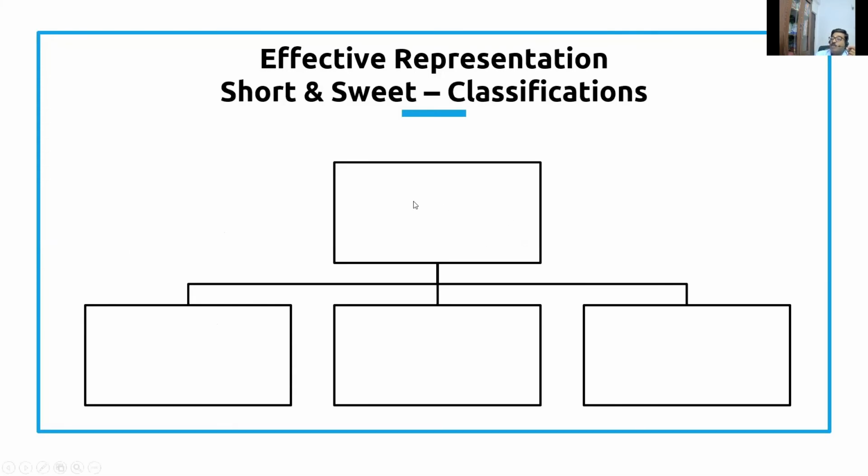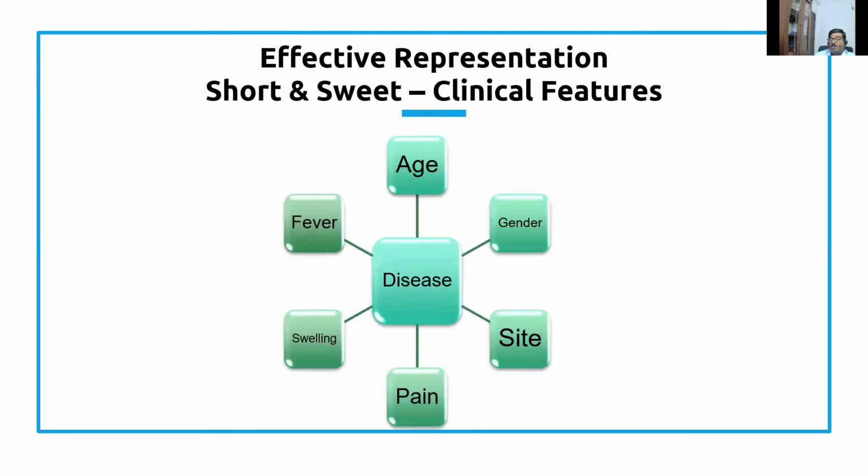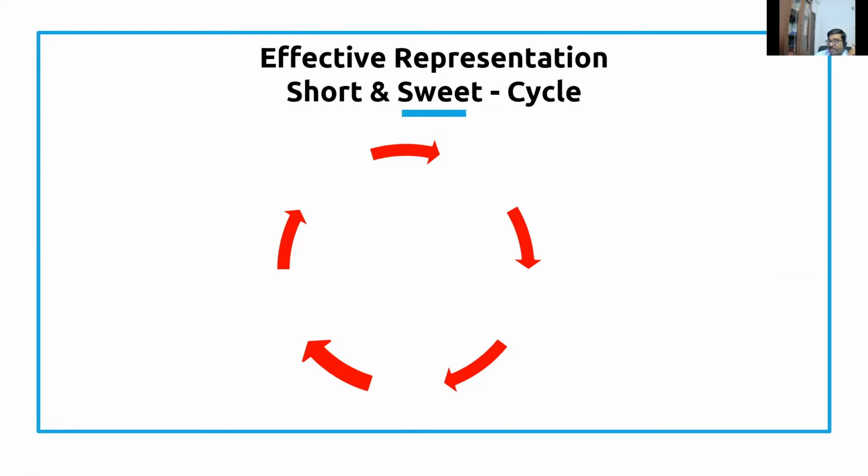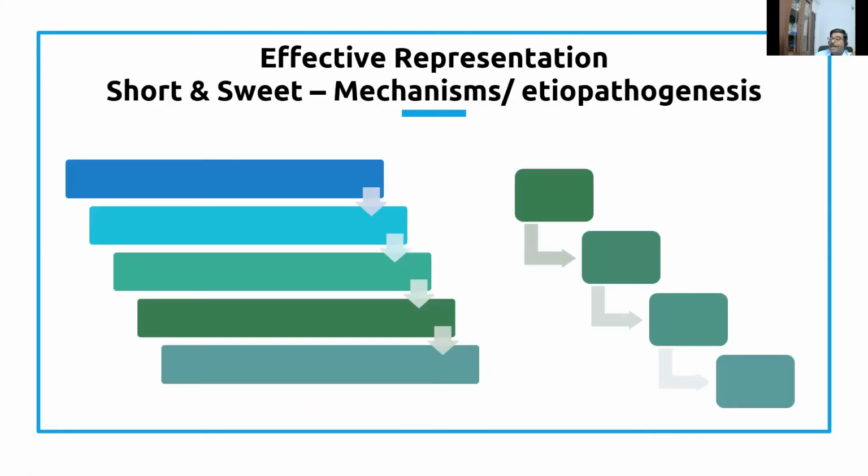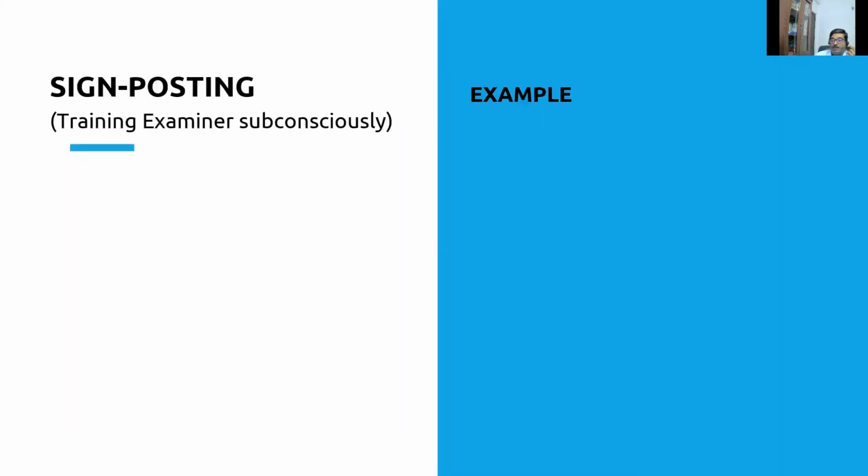Classifications are best given in the form of flowcharts or organizational charts, hierarchy charts. That will be the most effective way of communicating your classification rather than writing in lines in pages. For clinical features, such Venn diagrams or approachables will be much more effective. That is faster, need not write in lines, but creates a picture effect. Cycles, such as in your biochemistry, pathology, physiology, the cycles will be more effective than series of lines or words. Mechanism, stepwise approach will help you to explain more better. This is more suitable for mechanisms and etiopathogenesis.